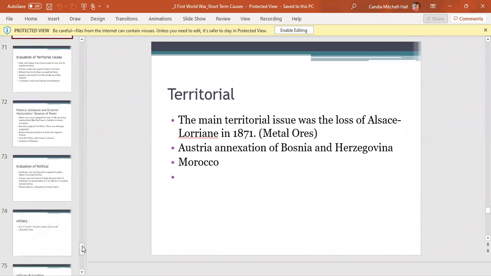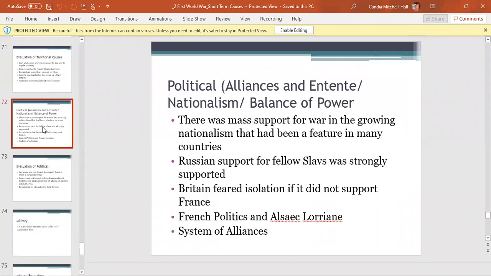Now, another issue that we talk about is political. So there were political reasons. What were the political reasons? There was a mass support for war in the growing nationalism, especially in the Balkan area. Russian support for fellow Slavs was strong. The Russians supported their fellow Slavs, right? Because most of them were Slavic people, while those from Austria-Hungary were Germanic. Britain feared isolation if she did not support France. She feared that people would isolate her.